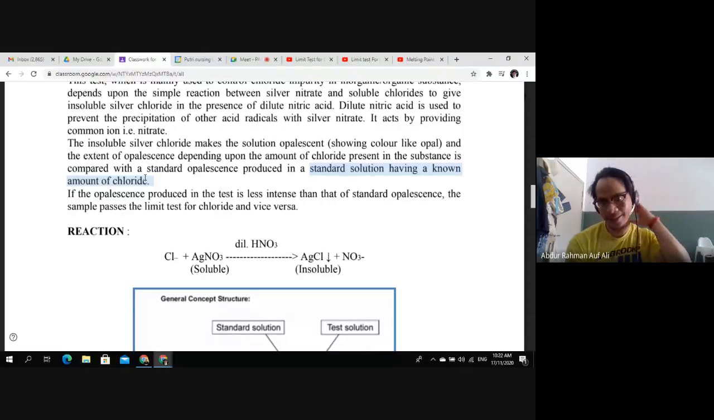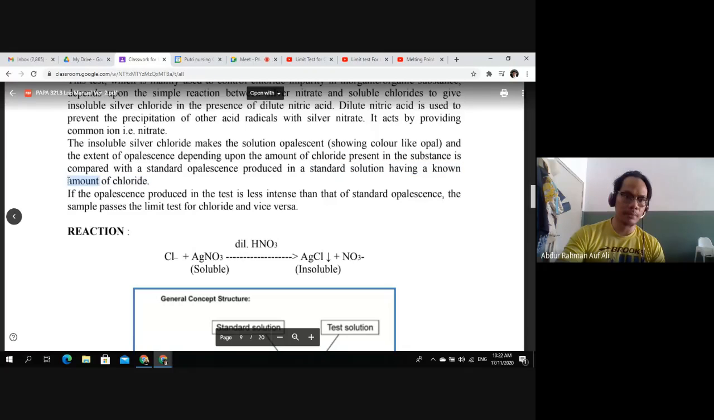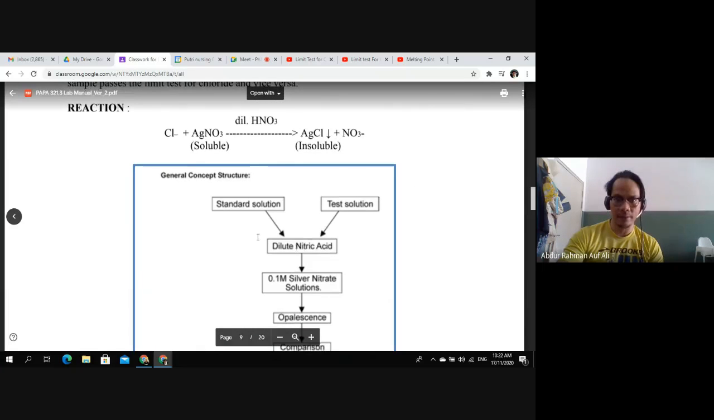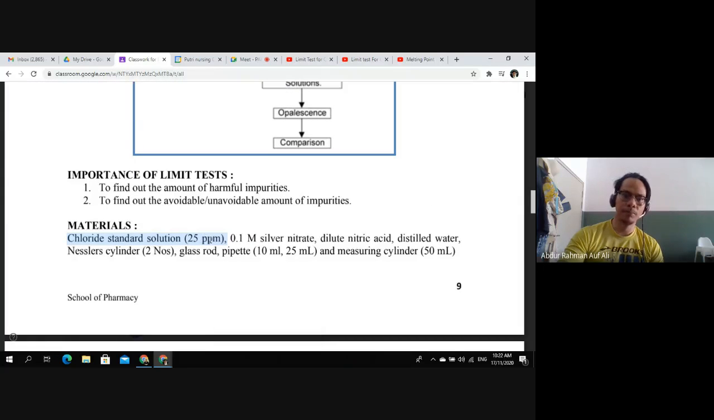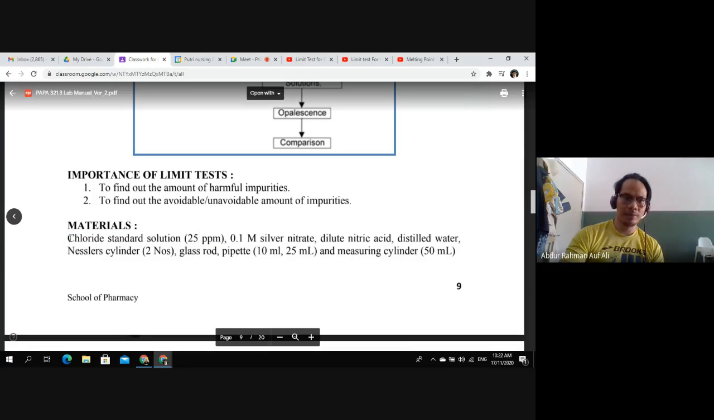So in this case, our standard solution is a solution that we already know the amount of chloride. Okay? So kita dah tahu berapa kandungan chloride yang ada dalam solution ni. So that makes it our standard. So katakanlah saya prepare in this case, dalam this lab manual, the amount of chloride adalah 25 ppm, 25 parts per million. So very small. Sikit saja parts per million. So we prepare a solution yang mengandungi 25 ppm chloride. So this is our standard.